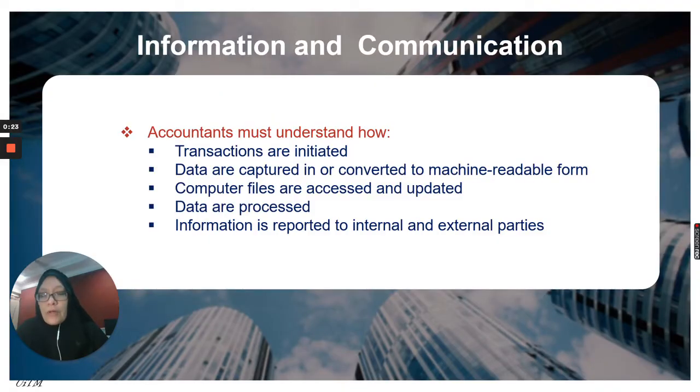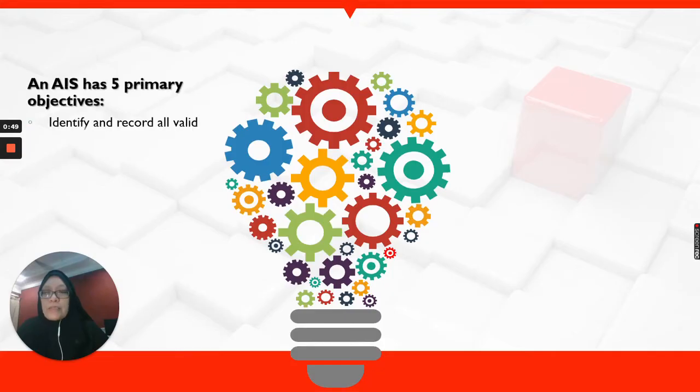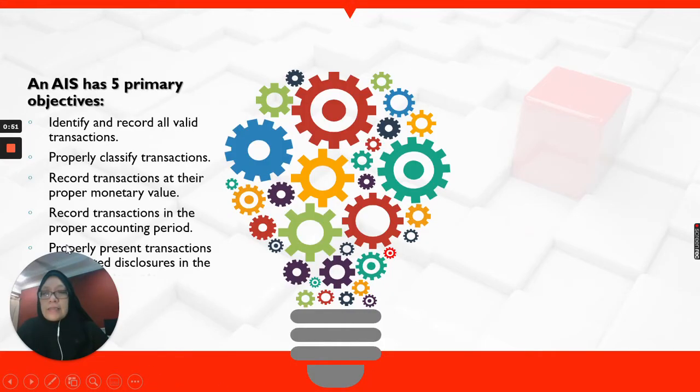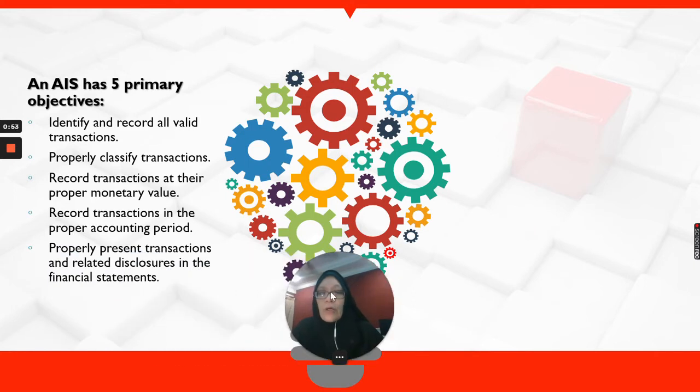Okay, so in order to understand these components in the ERM, the information and communication, first of all, accountants must understand how the transactions are initiated, how the data are captured and converted to machine-readable form, how the computer files are accessed and updated, how the data are processed, and also how the information is reported to the internal and external parties. Alright, as we know, the AIS has 5 primary objectives.